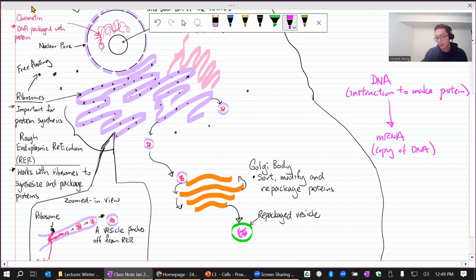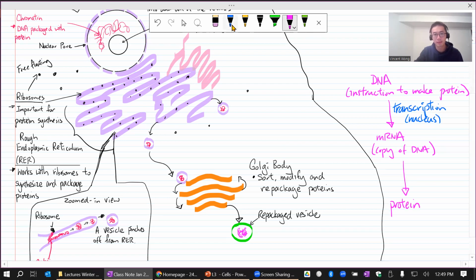If you want to make another protein, actin, right? Then you copy the instruction to do that. So that process is called transcription, which happens in the nucleus. Once you have the RNA, then you're going to use it to make the protein. And that process is called translation, which happens in the cytoplasm.